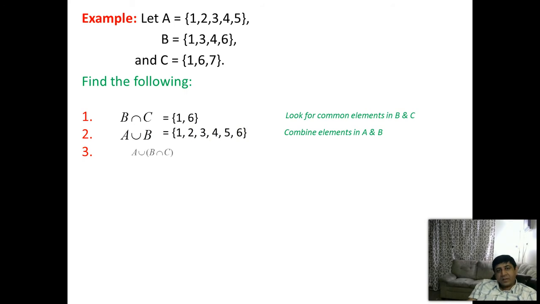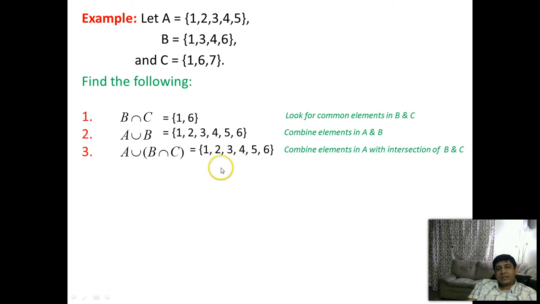That's A union B. Now let's look at three set operations. We already have B intersection C, which is this one here, and we want to unite this with A. Everything is there except 6, so put the 6 together. And this is your set for A union B intersection C.